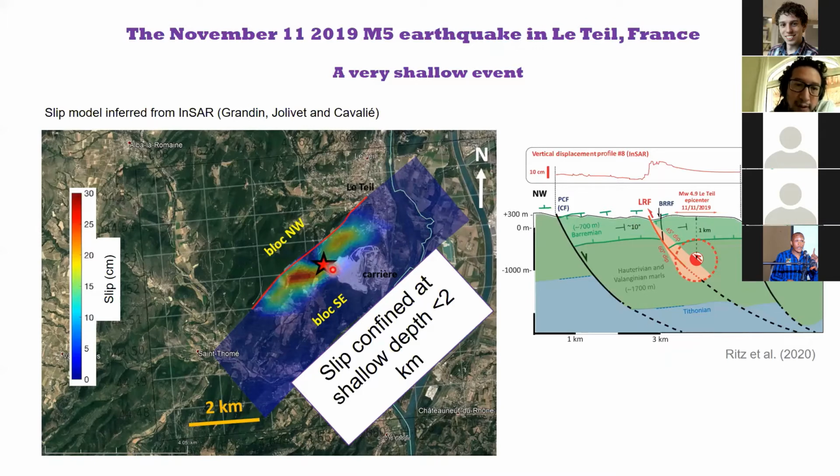And the colors indicate the slip that has been inferred from the satellite observations from InSAR. That was work by Raphaël Grandin, Romain Jolivet, and Olivier Cavalié. And what's surprising is that the slip is confined within the shallowest part, the top 2 kilometers of the fault.